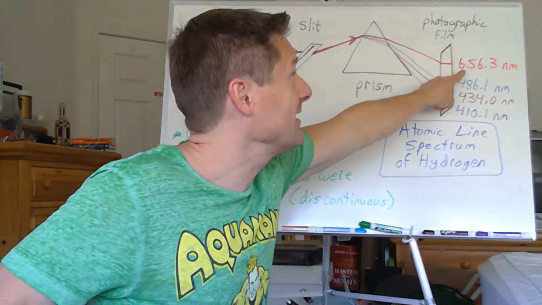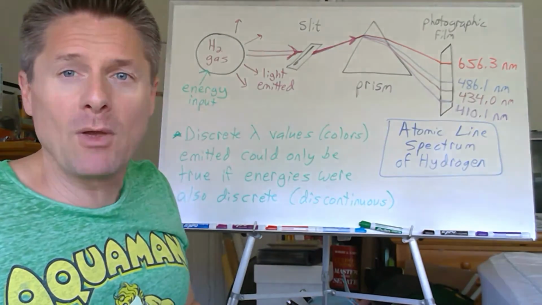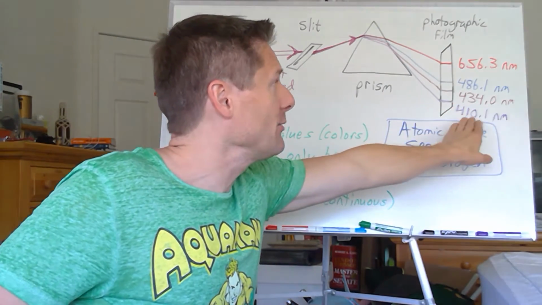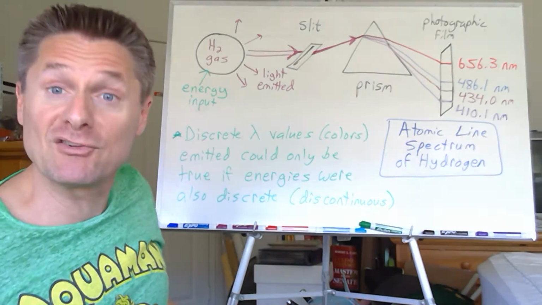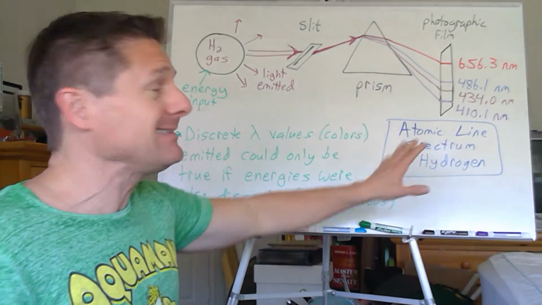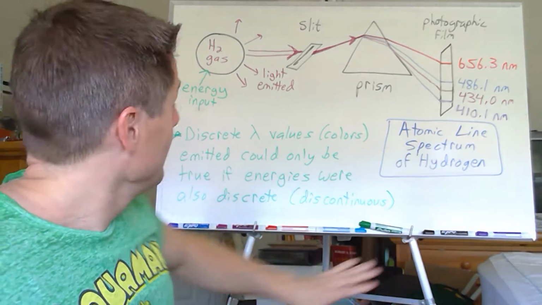Well, they saw a red one at 656.3 nanometers, bluish at 486.1 nanometers, and a couple down in the indigo violet range at 434.0 nanometers and 410.1 nanometers. That's it. That's all they saw. It tripped them out. They could not explain that, because the atomic line spectrum of hydrogen doesn't work if you use classical theory.